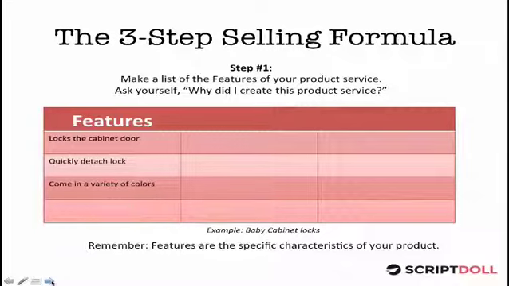We're using the example of the baby cabinet locks because we're already rolling with that. So these are features that might be a reason why somebody created a baby cabinet lock. It'll lock the cabinet door. It might have a quickly detached lock so that parents can easily access the cupboard themselves. It might come in a variety of colors. These are the things you want to ask yourself when trying to figure out the features of your product. Are there any questions about that before we move on?